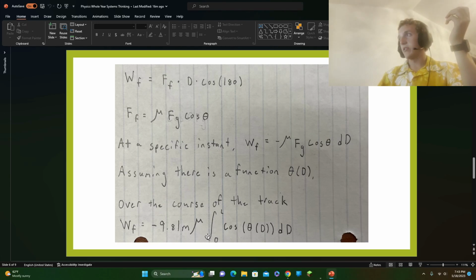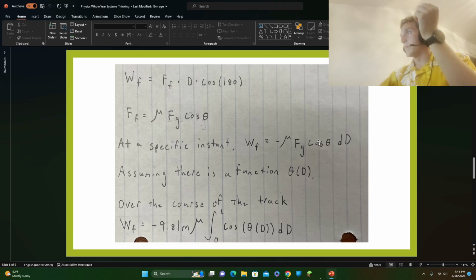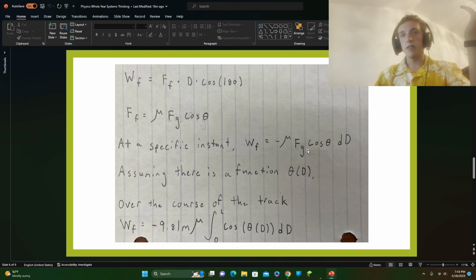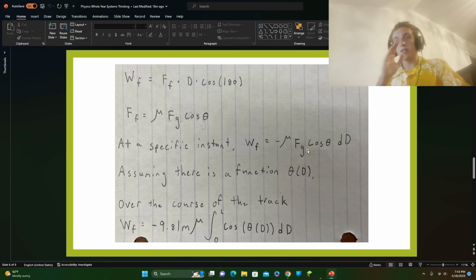And that is done using an integral from 0 to the length of the track. And that will give us the accumulated friction between the start and the point that we're at on the track, which is going to be the L here.